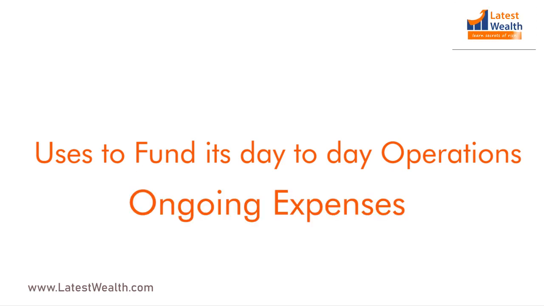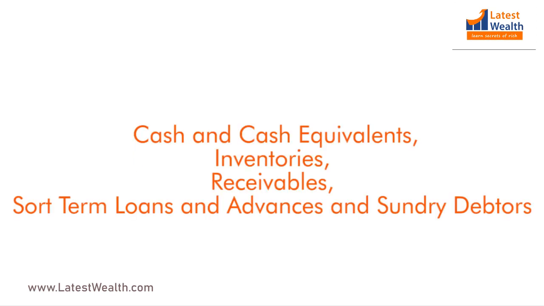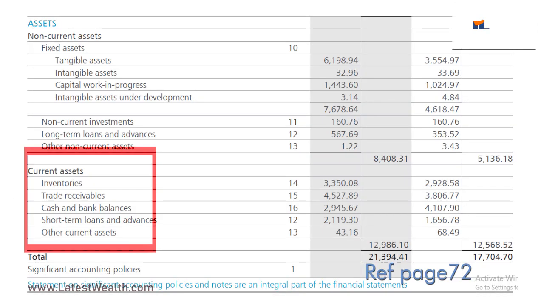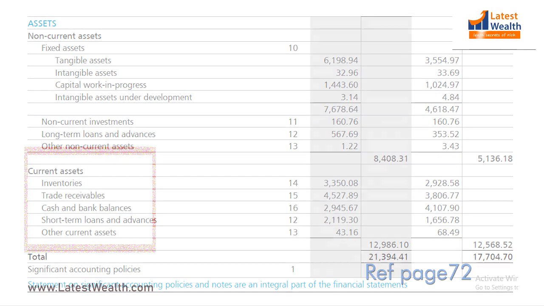Generally, the most common current assets are cash and cash equivalents. Because even when you are running a small business, you keep some cash ready. You can't keep everything in gold, you cannot keep it in real estate, you cannot purchase furniture with all the cash. So cash equivalents, inventories, receivables, short-term loans and advances, and sundry debtors. Just see here, here is the snapshot of current assets of ARBL on page 72. Refer to page number 72. They have given clear line items.